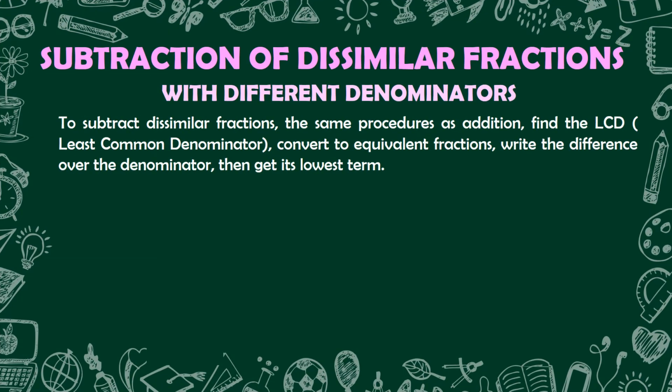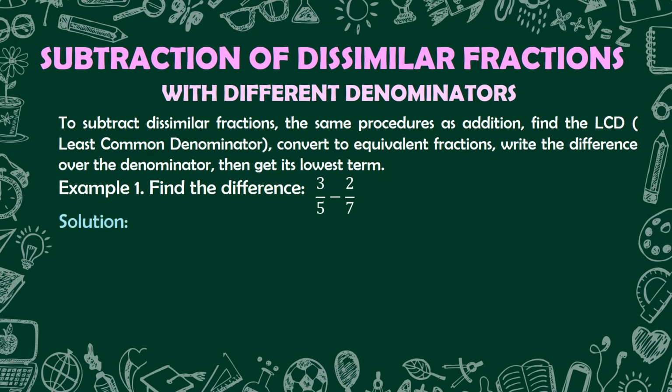Now let's subtract fractions with different denominators. Subtraction of dissimilar fractions. To subtract dissimilar fractions, use the same procedures as addition. Find the LCD, then convert to equivalent fractions, write the difference over the denominator, then get its lowest term. Let us have an example. Find the difference of 3 over 5 minus 2 over 7.